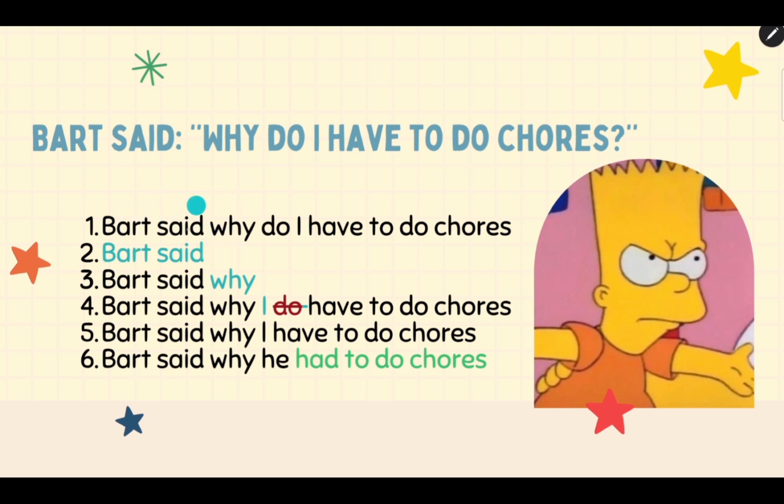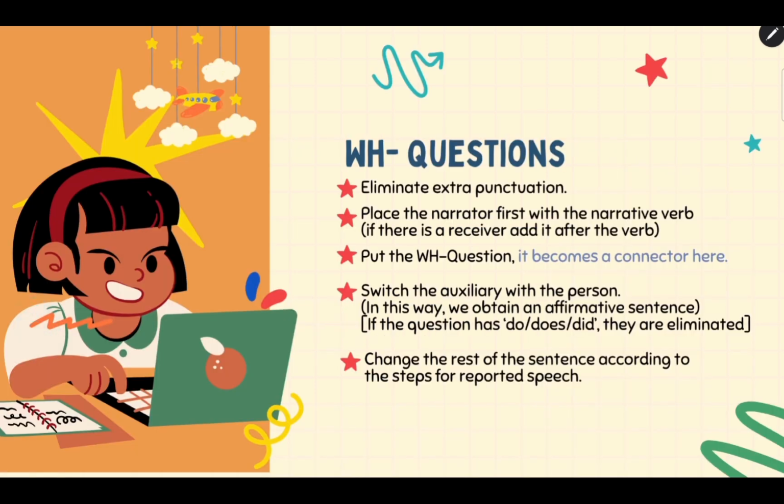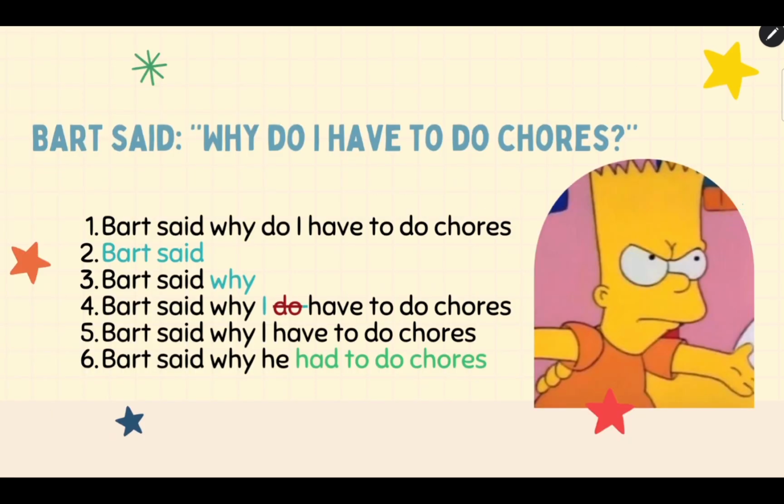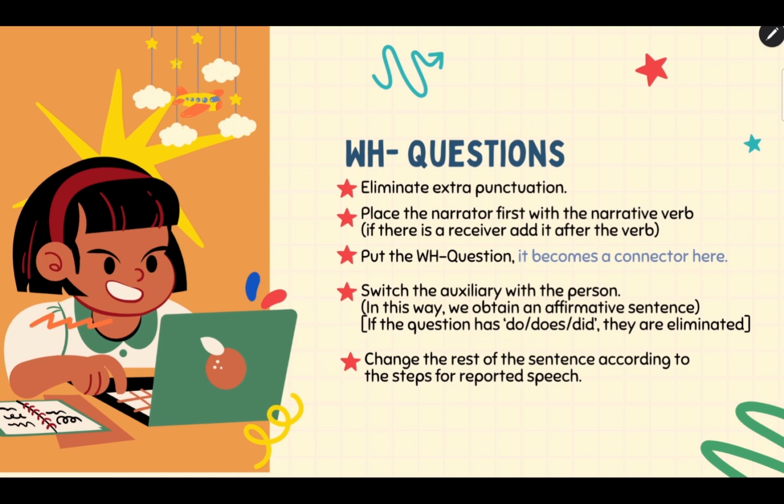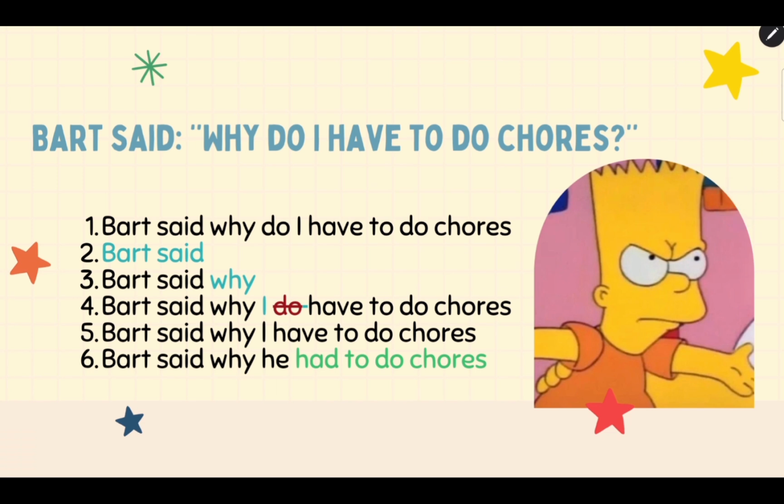So here we have Bart said, why do I have to do the course? The second step is to place the narrator first with the narrative verb. So we have Bart, narrator, narrative verb, said, right? Now, step number 3, to put the WH question, because in this case it is a connector. So what is the WH question? Why? So Bart said, why?